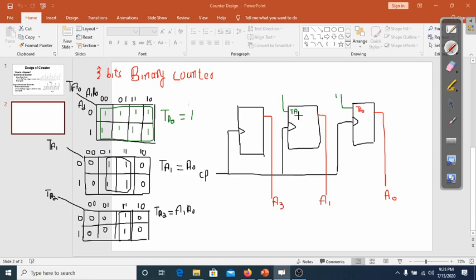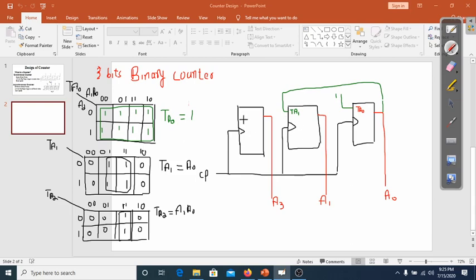So which is A0. So I will connect this output with the input of the second flip flop.